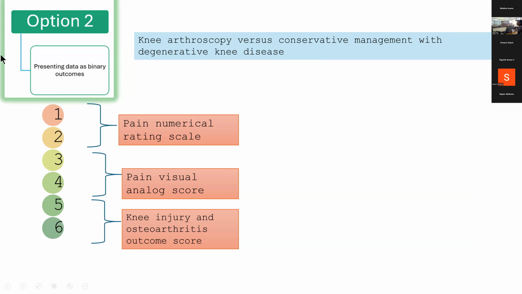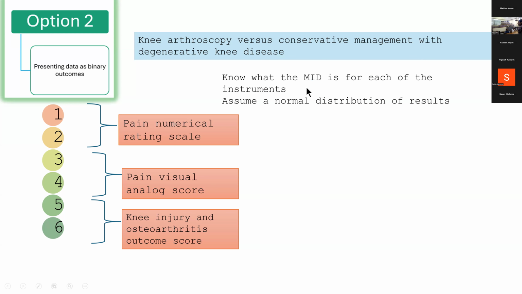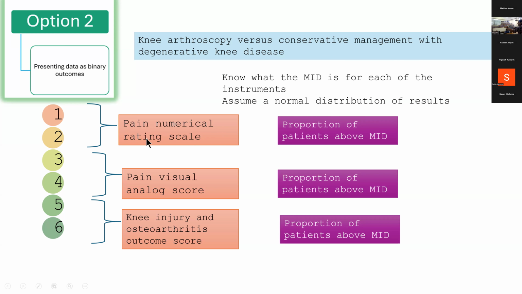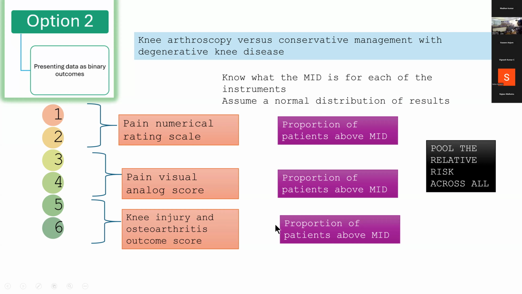Now let's look at option 2, presenting data as binary outcomes. What you can do is, if you know the MID for each scale, I can assume a normal distribution of the results. And for all the studies which have used this particular scale, I can find out how many of the patients had the MID for this particular scale and how many were below it. I will do the same for the next scale as well as the next scale. So finally, I will pool the relative risk, saying this many patients had an MID in their scales. This many patients didn't reach their important difference in the scales.